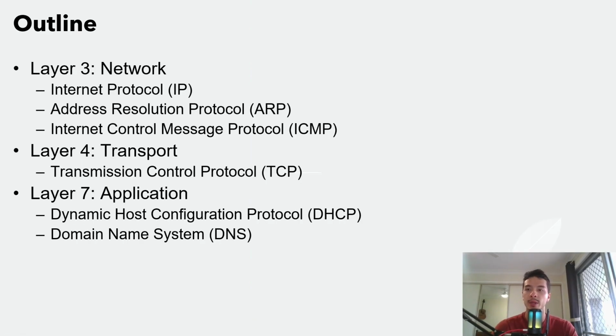So the outline of this one, we're going to be going through the layer 3 network protocols, primarily IP, ARP, and ICMP. We're going to investigate the transport layer, which is TCP, basically the data moving through the TCP protocol. You've got layer 7, which is the application layer. So you've got DNS, which maps IP addresses to domain names. You've also got DHCP, and we're going to be going over all of this.